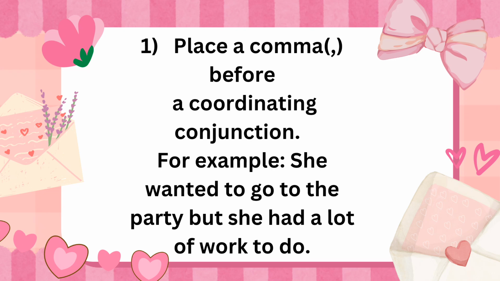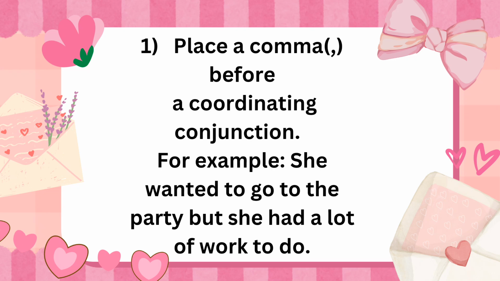For example, she wanted to go to the beach, but it started raining. These are two independent clauses. She wanted to go to the beach. It started raining. So after she wanted to go to the beach, you have to put a comma before the coordinating conjunction but. Then you write the second independent clause, it started raining. Thereafter, you have a compound sentence.